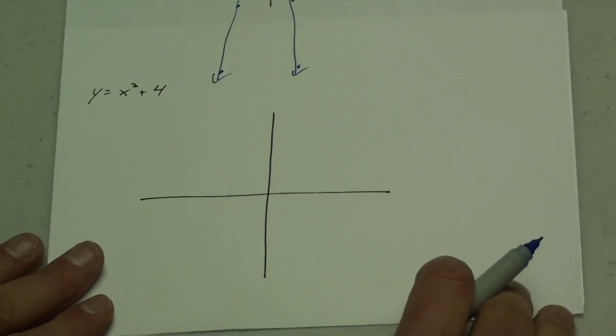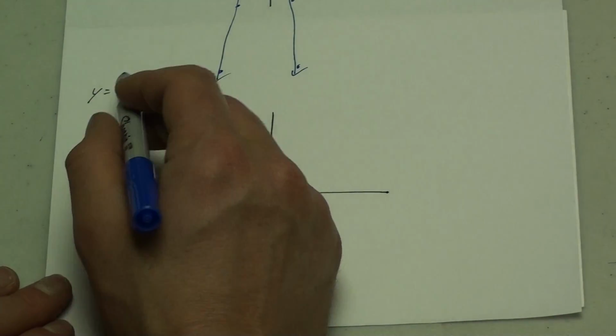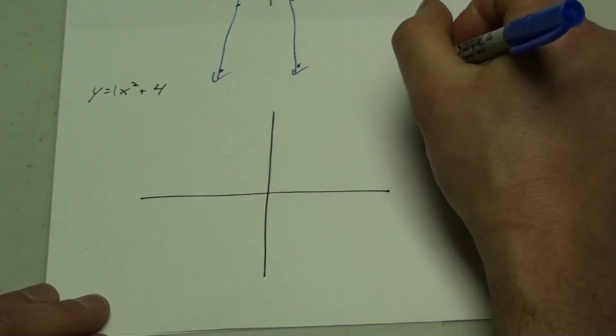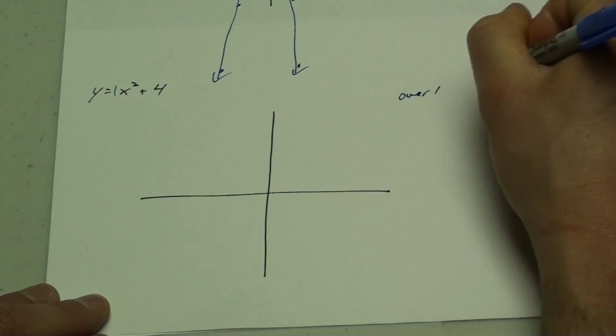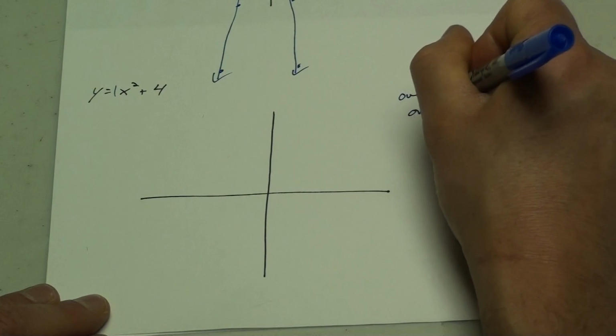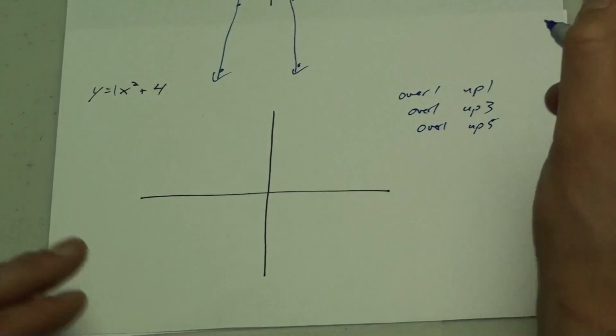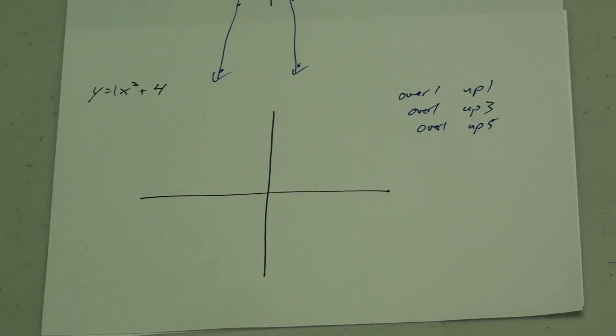Y equals x squared plus 4. Notice that the value in front of the x squared is an invisible 1 again. So that means my step pattern is going to be back to its basic: over 1, up 1, over 1, up 3, and over 1, up 5. I just need to know where to start from, where the vertex is.